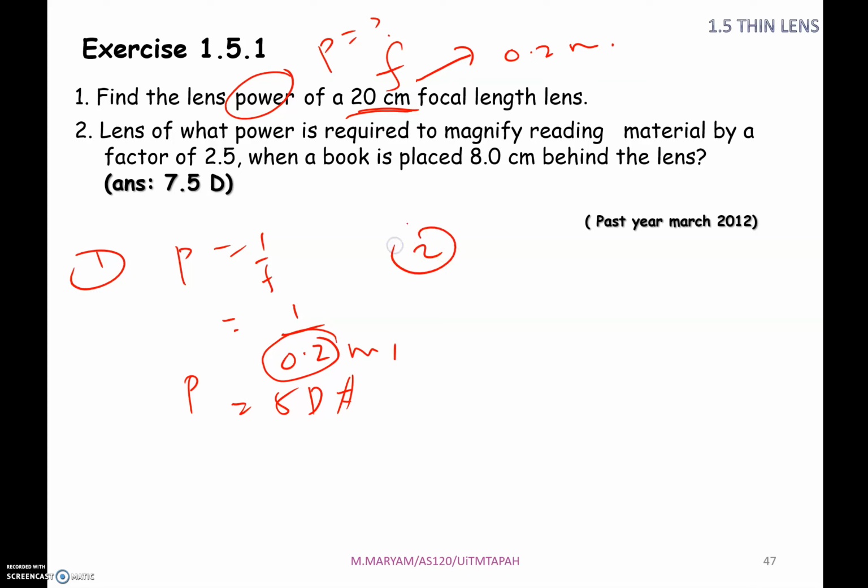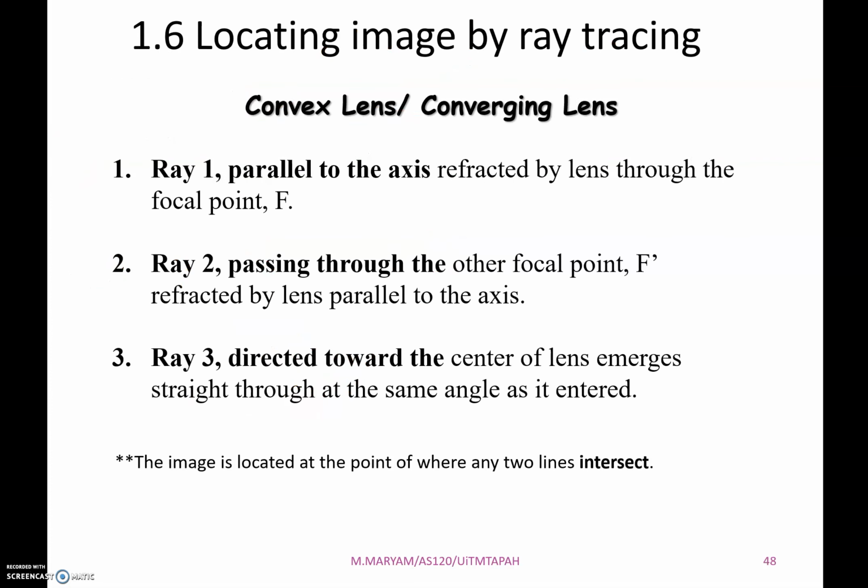Okay, let's do the second one. What lens power is required to magnify reading material by a factor of 2.5 when a book is placed 8 cm behind the lens? Now, this question, I want you to do it later on after we've learned about the lens equation. Can you do that? Good.